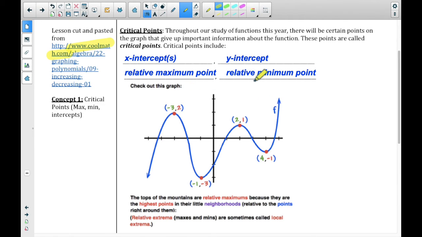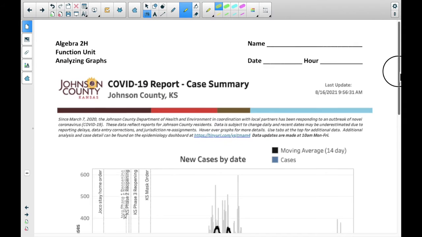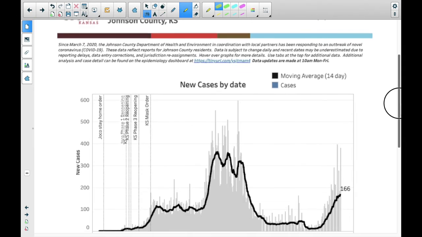These are the four main things we're going to talk about in this lesson: x-intercept, y-intercept, relative max, and relative min. You already know how to find the intercepts. That's not new to you. So to move on to the relative max and relative min, I'm going to look at another example. We will come back to this page, and for this piece of it, I just want you to look at what I'm talking about and try to think about and make sense of it.